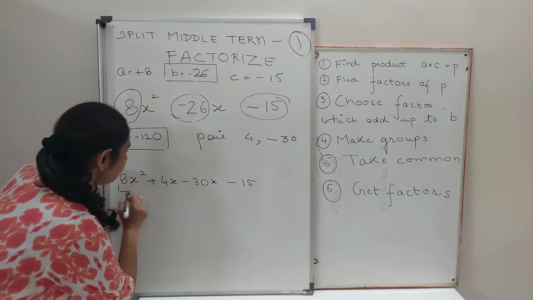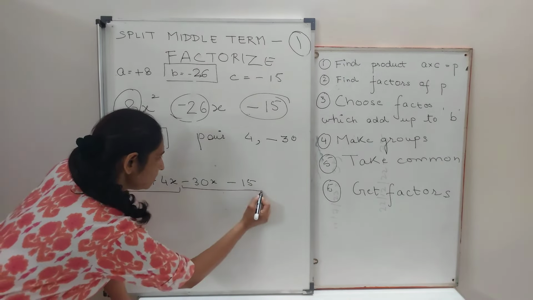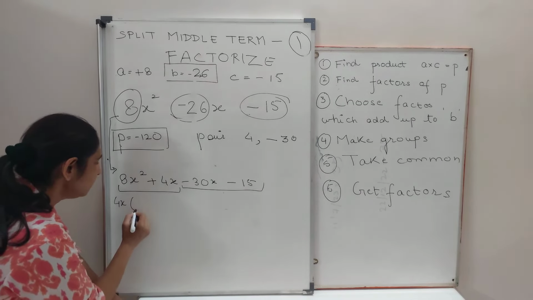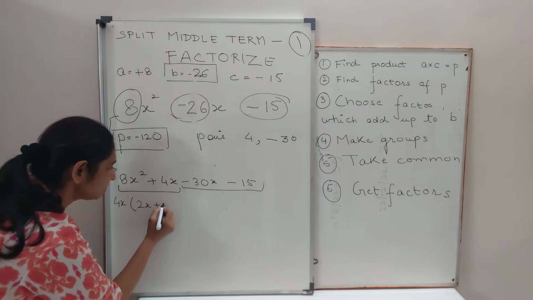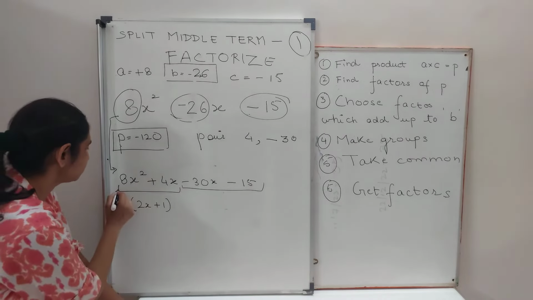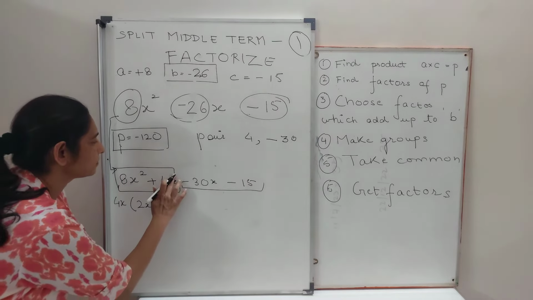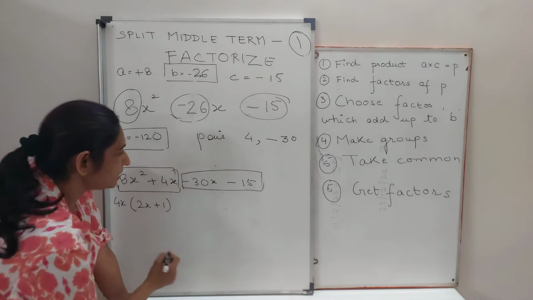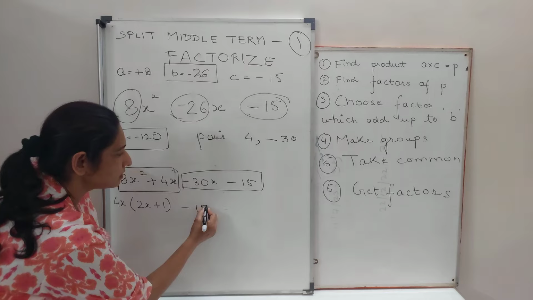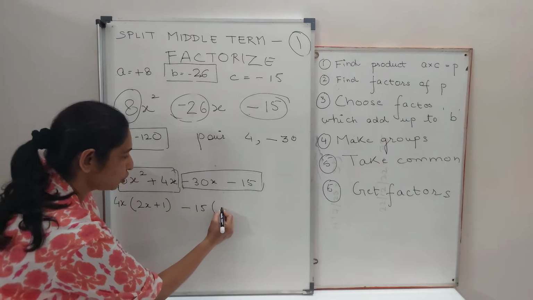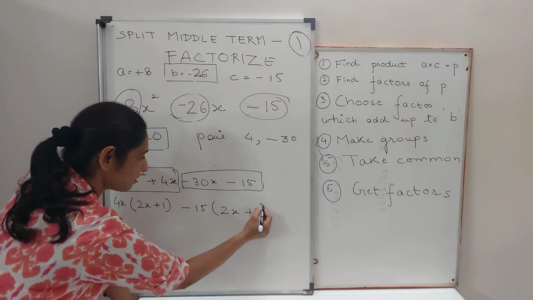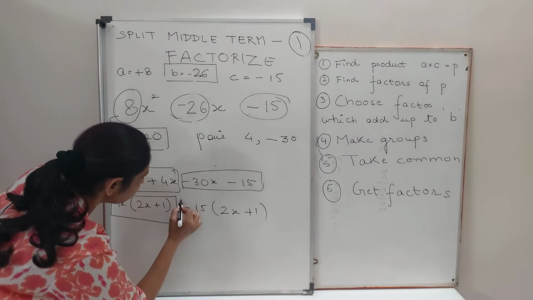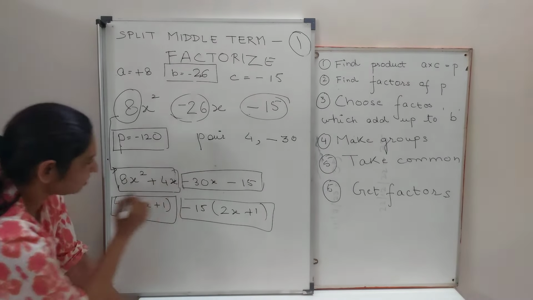Now you know you have to make pairs. This is one pair. This is one pair. What can I take out common from here? I can take out 4x common from here. I'll be left with 2x plus 1 from this box. What am I left with in this box? From this box, I can take out minus 15 common. And what am I left with? 2x plus 1. Right? This was from the first box. This was from the second box.